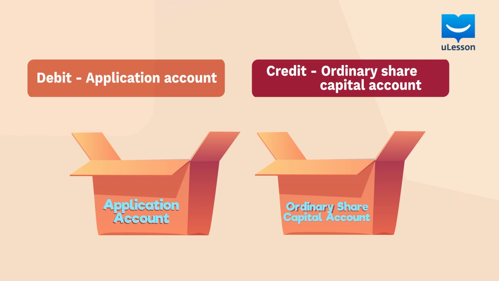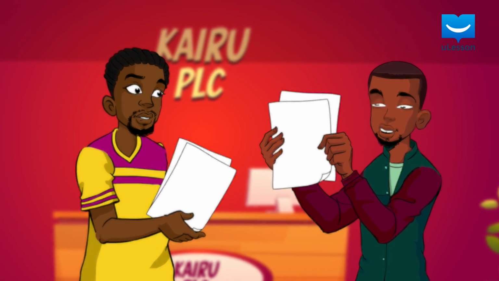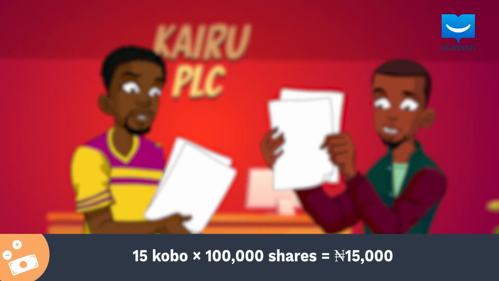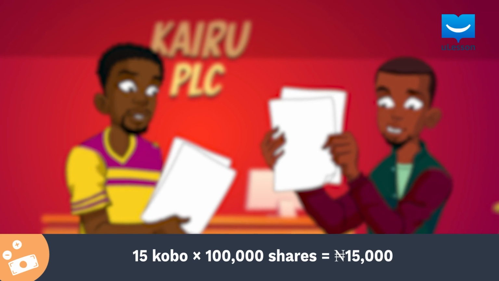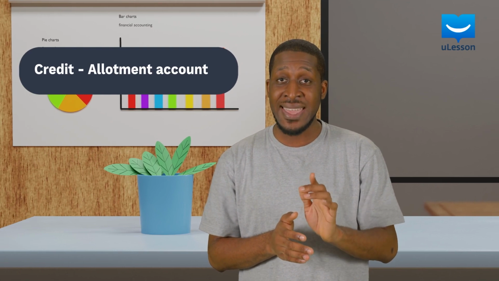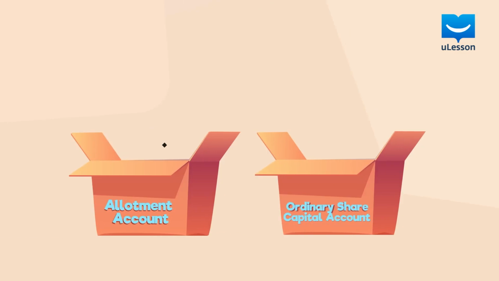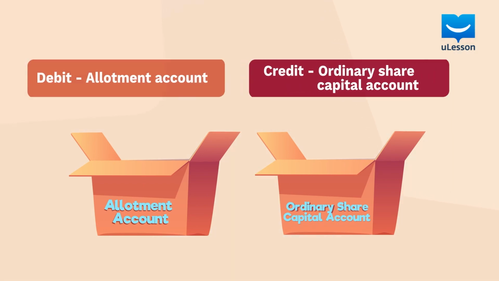After application, the next step is to treat the applications and allot the shares to the respective shareholders. Here, the value of the shares was 100,000 shares multiplied by 15 kobo. This is equal to 15,000 naira. The allotment account, which is another temporal account, will be credited and the bank account will be debited to imply that the total monies have been fully paid. However, to close off the temporal account, the value is transferred to the ordinary share capital account by debiting the allotment account and crediting the share capital account.